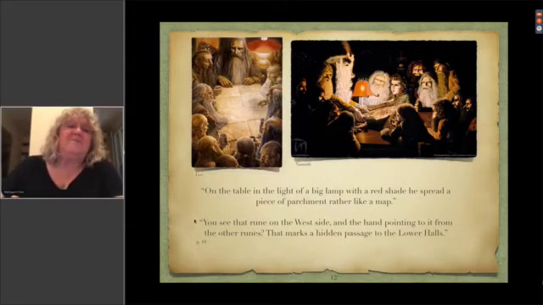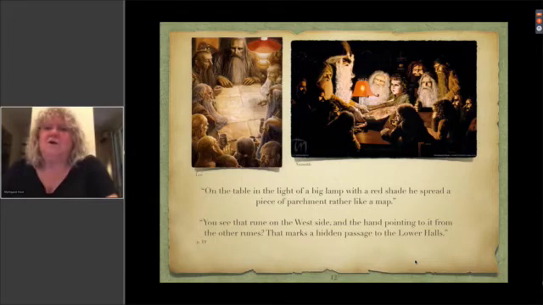So Gandalf points out that there's a rune on the west side and a hand pointing to it, and that marks the hidden passage to the lower halls.